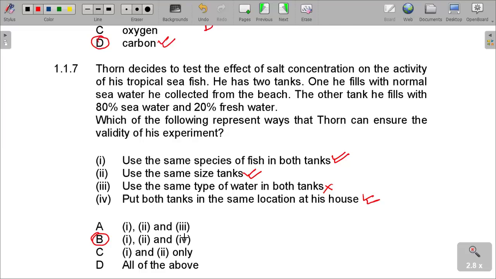Our answer can be B, which says that he must use the same species, same size of tanks, and also put both tanks in the same location at his house. So the answer is B on number 7. When you need to increase the validity of an investigation or to increase the correctness of the results of an investigation, these are some of the parameters that Tony must put in place in order to ensure that the results are correct.